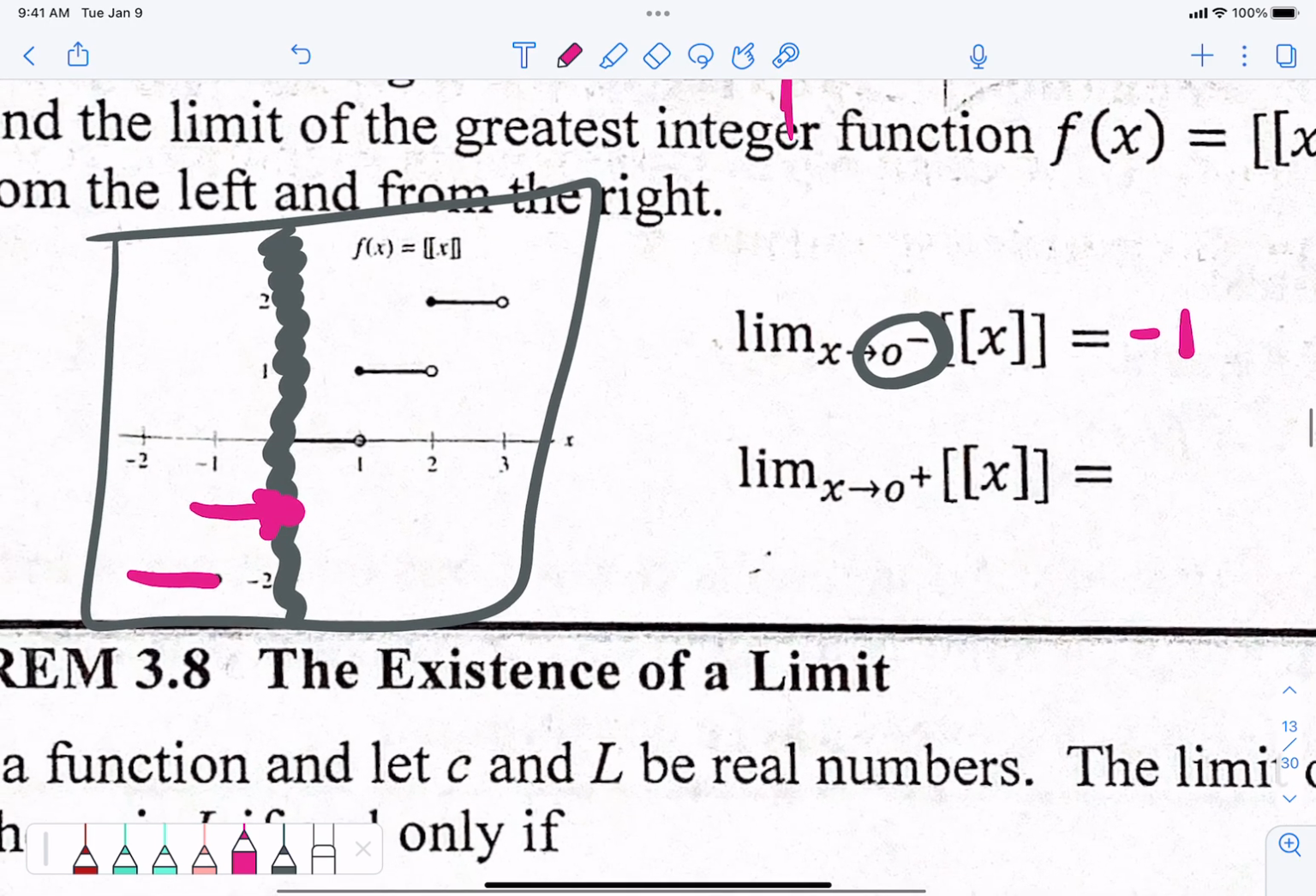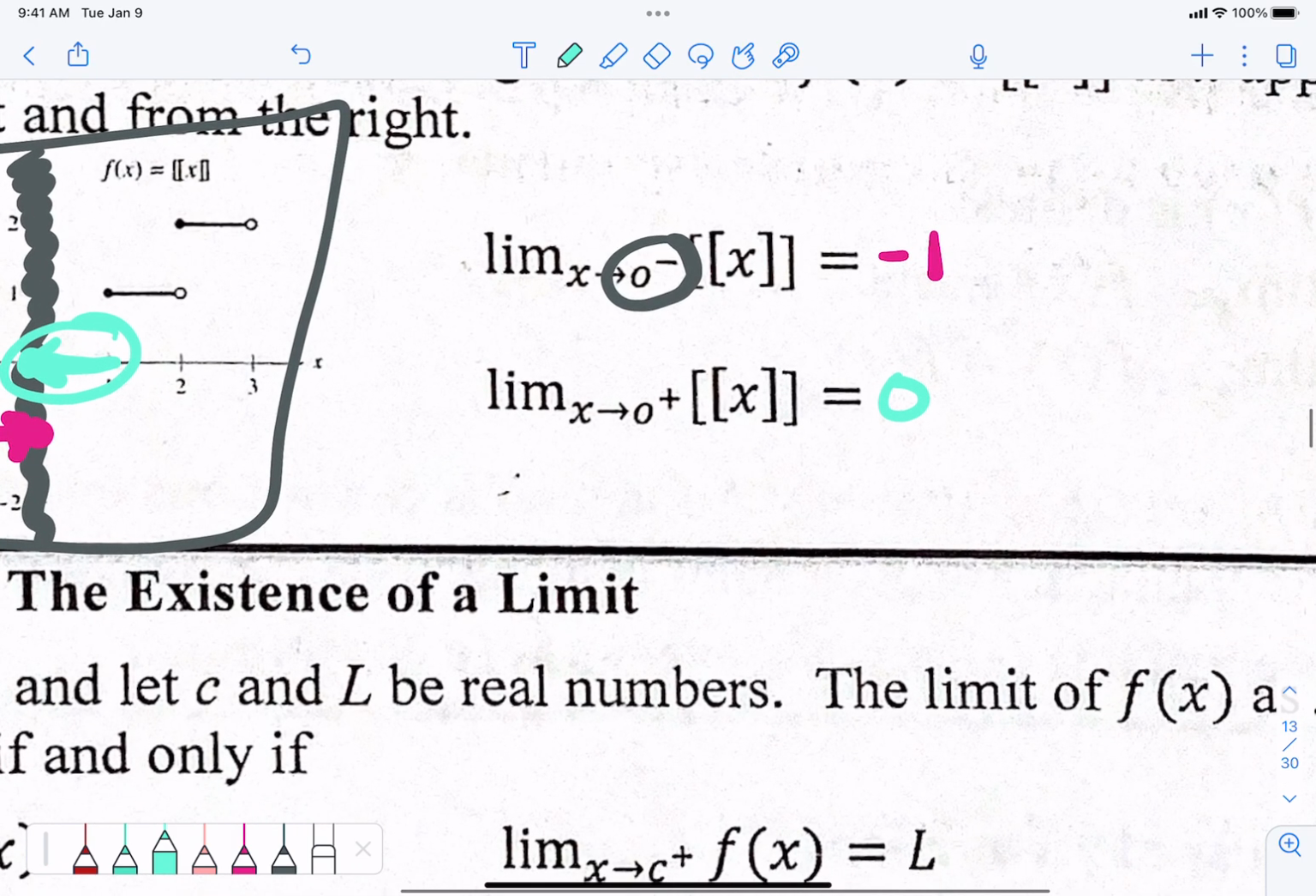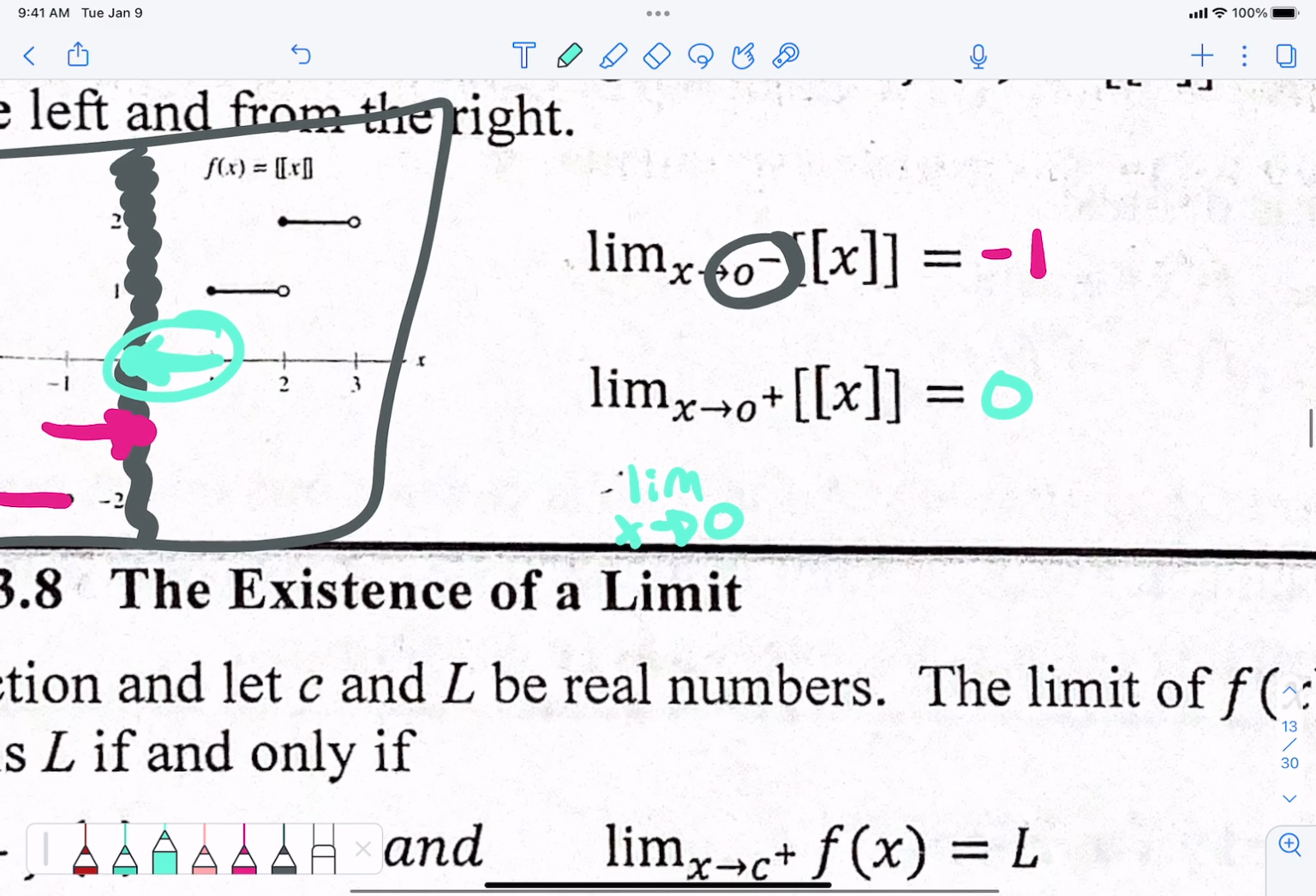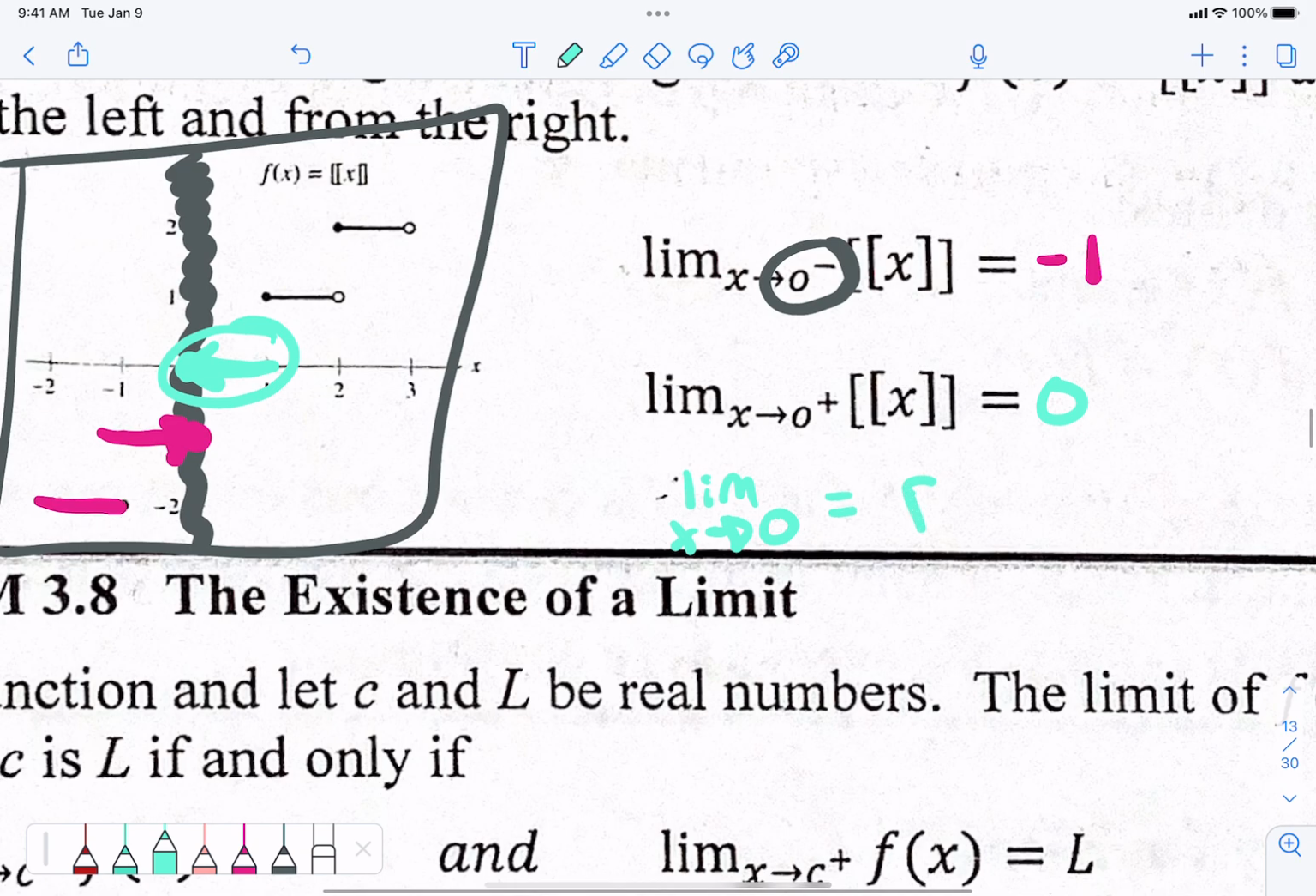Okay, what should the y coordinate be on the right side of 0? 0, right? You see that dot? He's coming in right here. This is the little piece that you're going to look at. So that's a y coordinate of 0. So what if they said the limit as x goes to 0, just plain 0, from left and right both sides together? It does not exist, because these two numbers are not the same.